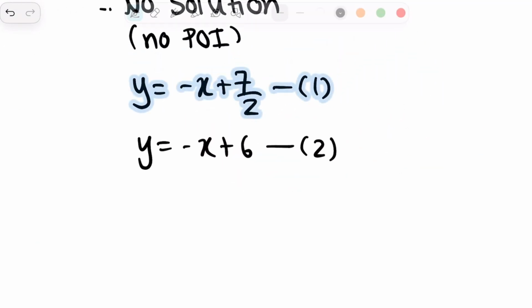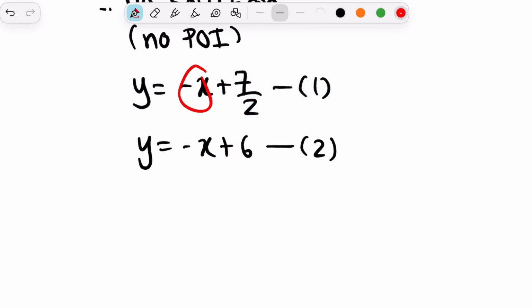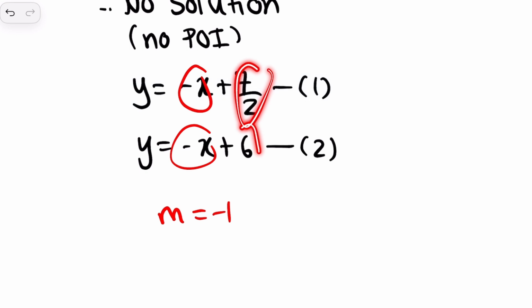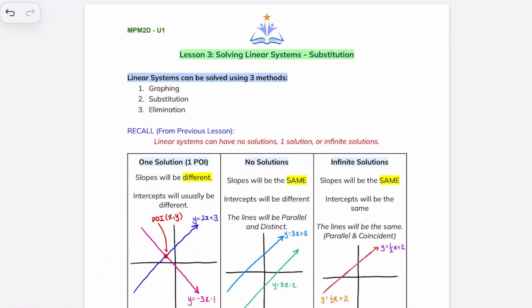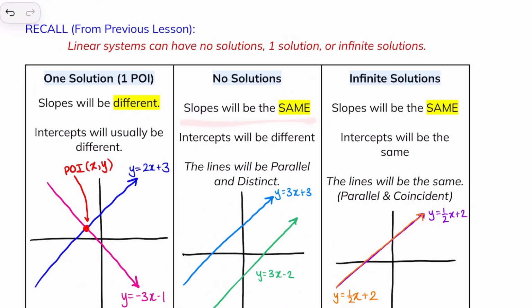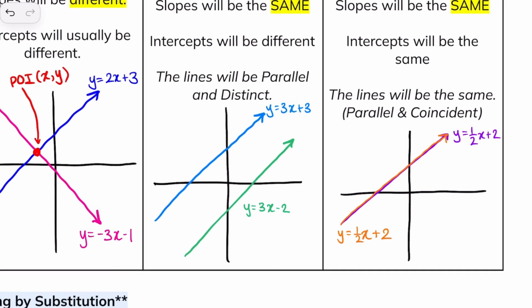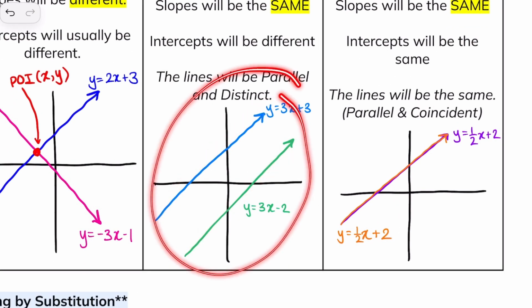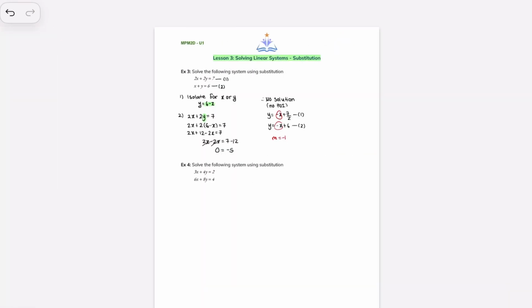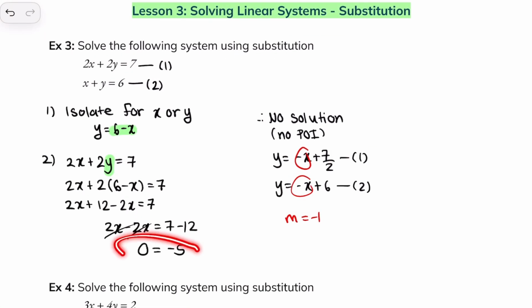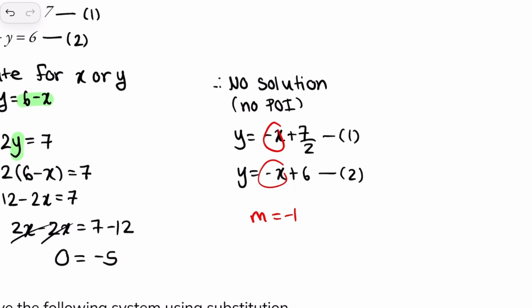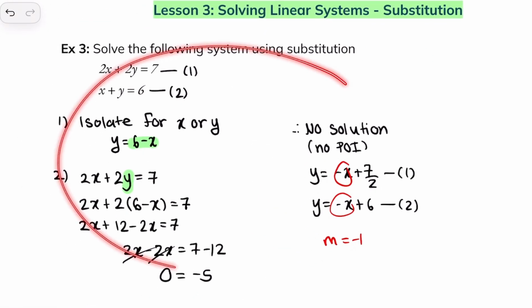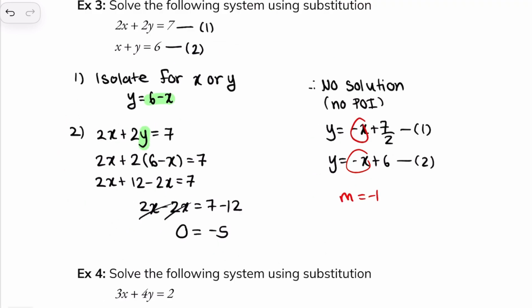So if we look here, isn't our slope the same, right? M is equal to negative 1, but our y-intercepts are different. So what situation is that? Well, slopes are the same, y-intercepts are different. So what are these lines? They're parallel and distinct. So this is the situation we have. That's why we didn't get a point of intersection, and that's why we got 0 is equal to some number, which is wrong. This makes no sense. So this is a situation where you would have no solution.